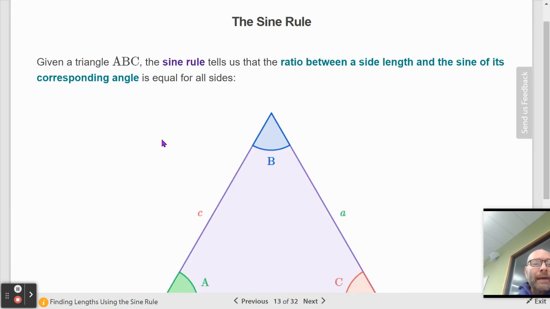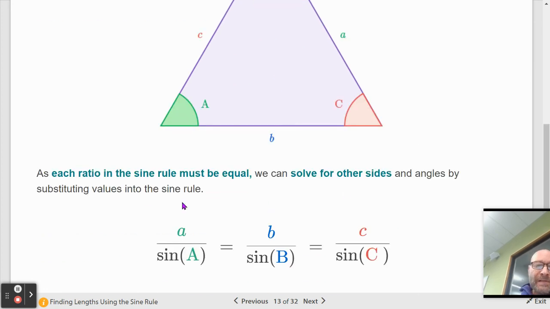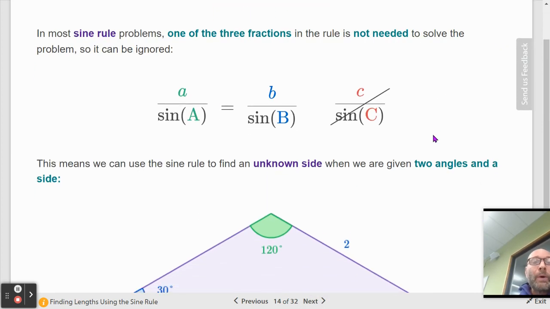All right, so given triangle ABC, the sine rule tells us that the ratio between a side length and the sine of its corresponding angle is equal for all the sides. Please make sure this is in your notes. As each ratio in the sine rule must be equal, we can solve for the other sides and angles by substituting values into the sine rule. One thing you're going to notice is one of these three ratios is not going to be needed, so you can cross it out.